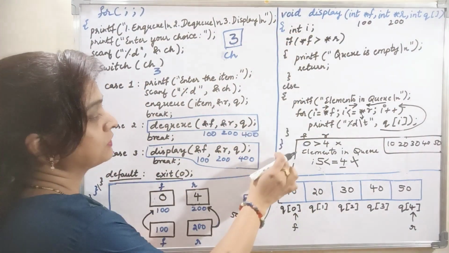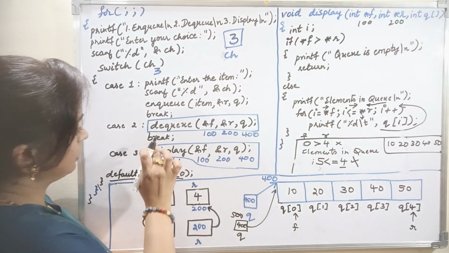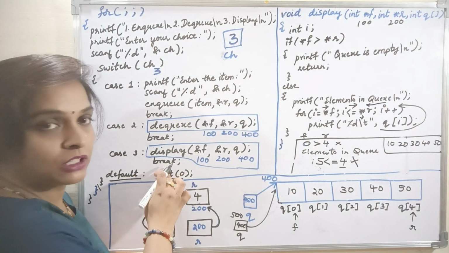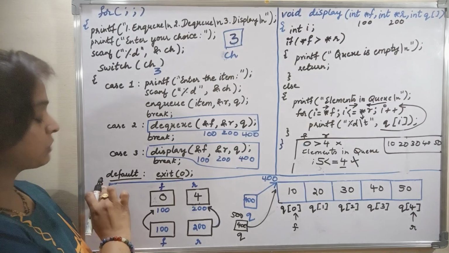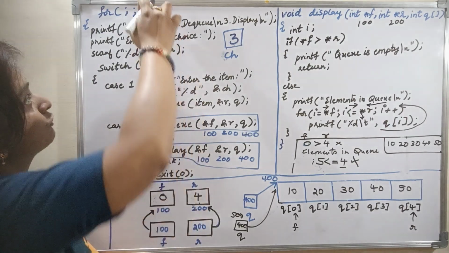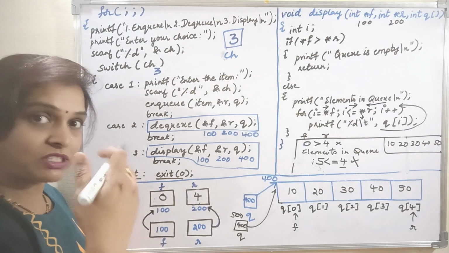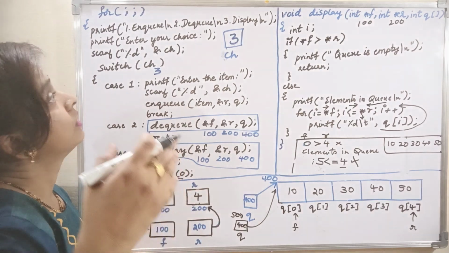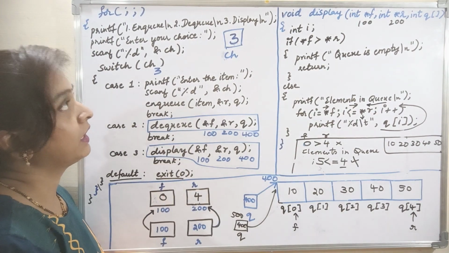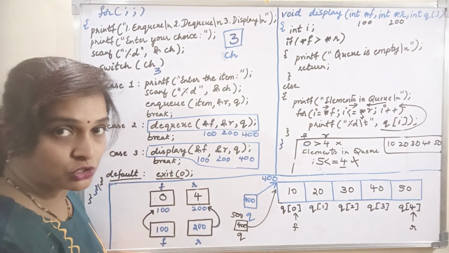Then come out of this display function. I'm back here. I'll say break. When I say break, I'll come out of this switch block, but I'll be inside this for block. So I'll be getting that message once again. Once again, I'll get 1 Enqueue, 2 Dequeue, 3 display. Then enter your choice. The user has to input the choice.